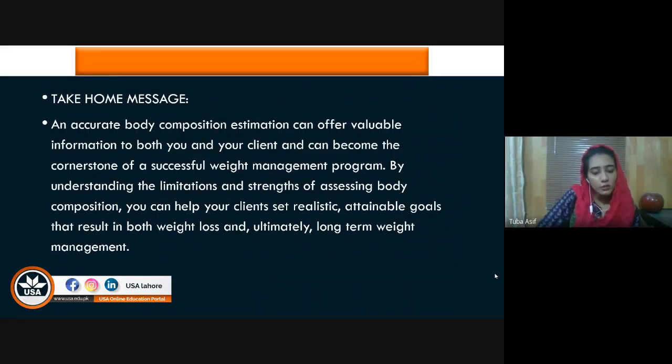So I would like to conclude my presentation here by giving you a take-home message: an accurate body composition estimation can offer valuable information to both you and your client and can become the cornerstone of a successful weight management program. By understanding the limitations and the strengths of assessing body composition, you can help your client set realistic, attainable goals that result in both weight loss and ultimately long-term weight management. So for weight management, if you are obese, you need to keep your diet in account, your physical activity, your lifestyle modification, and so many other factors we will be discussing in the next lectures.